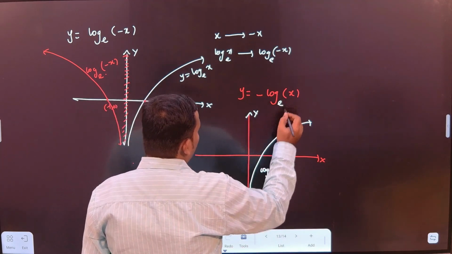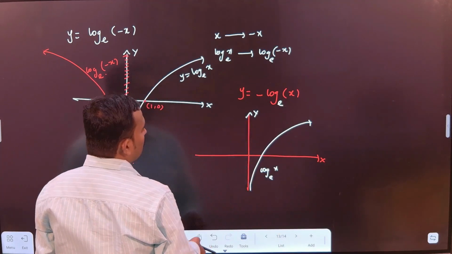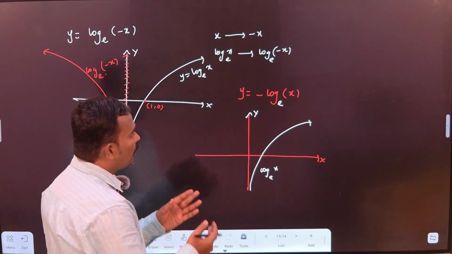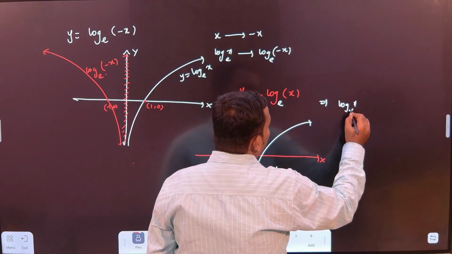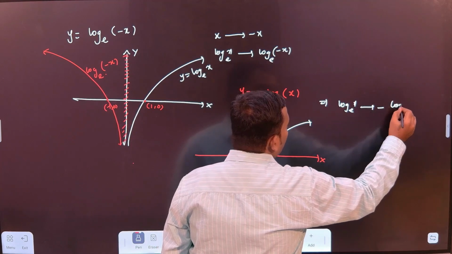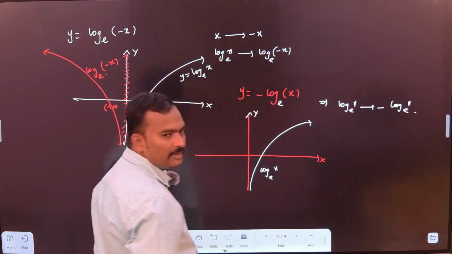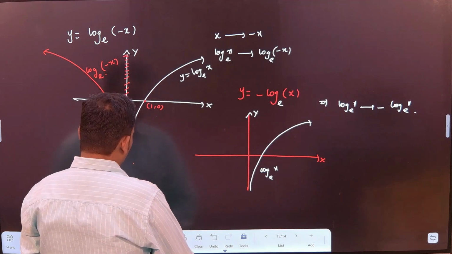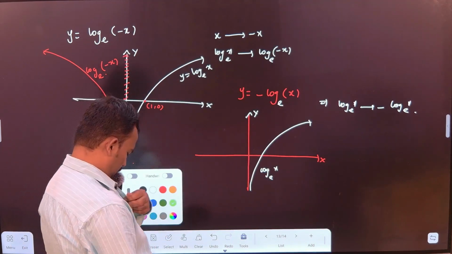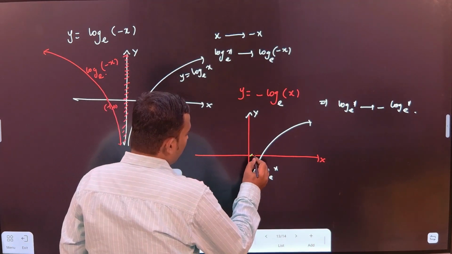Let's take base e only. So minus log x. What is the transformation here? The log x base e changes to minus log x base e, right? f of x changes to minus f of x. In that case you have to take the x axis mirror, right?